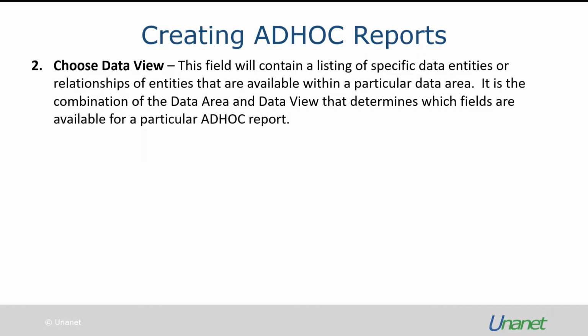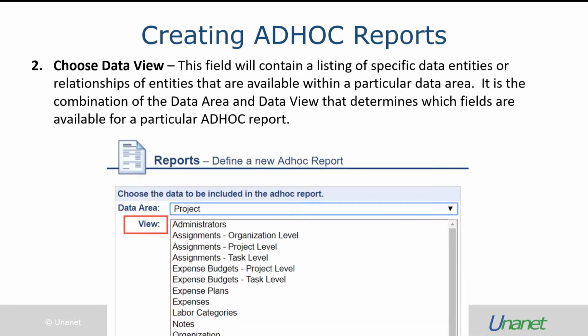Then within each of those data areas, you're going to say, what view of that data am I interested in? This field gives you a listing of specific data entities or the relationships of entities that you can get to within that data area. So it's a combination of the data area that you picked first, either people or projects, and which data view you want, that determines what you have available. In this screenshot example, the data area that I picked was project. And so I have different views available to me that I can pick from this listing.